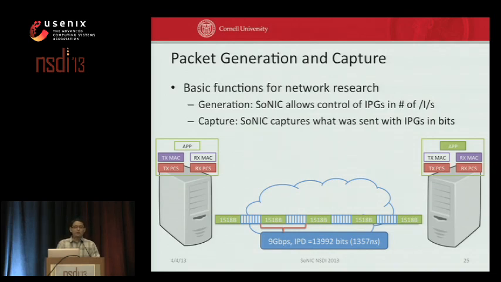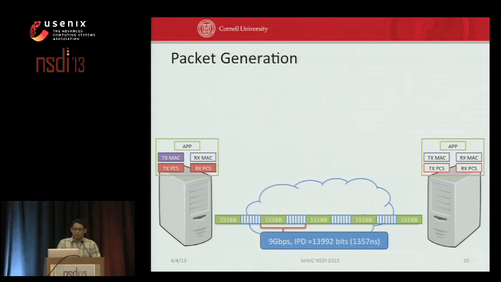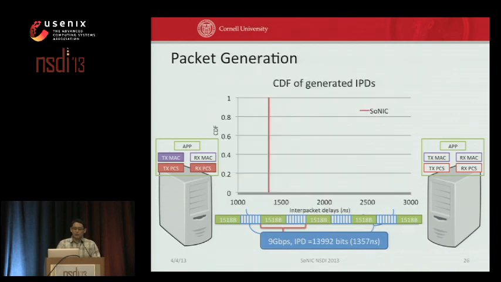And for this evaluation, we are using a packet stream at 9 gigabit per second, where the packet size is a large MTU size packet, which is 1518 bytes. So we are trying to generate packets with SoNIC with fine-grained control over interpacket gaps. This is how we generate packets with SoNIC. Here, the x-axis is interpacket delays in nanoseconds, and the y-axis is CDF.